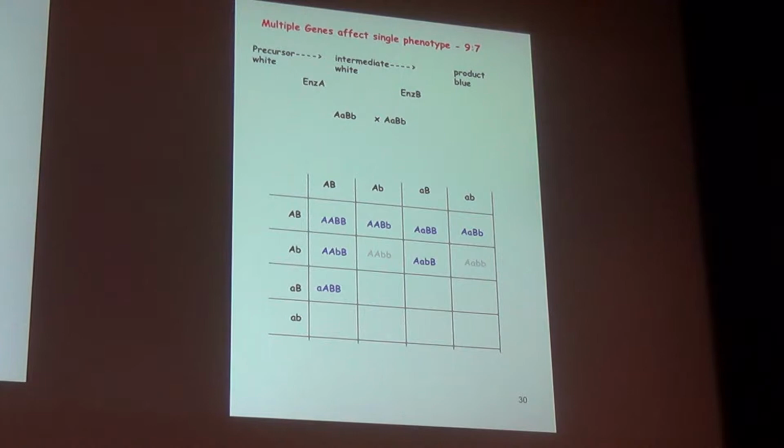Big A, big B, that's blue. And now here we have a little a, big B. And this little a, big B will also be white.